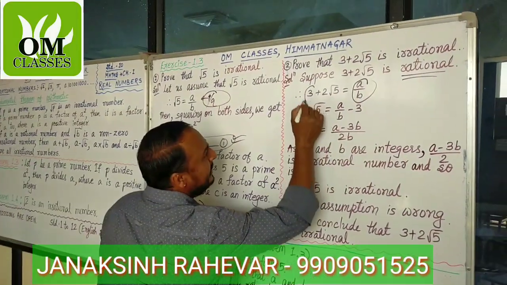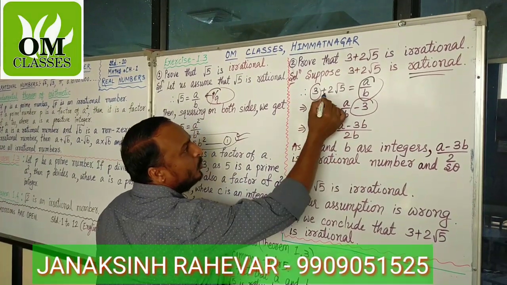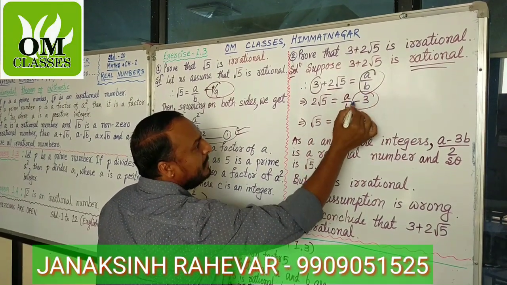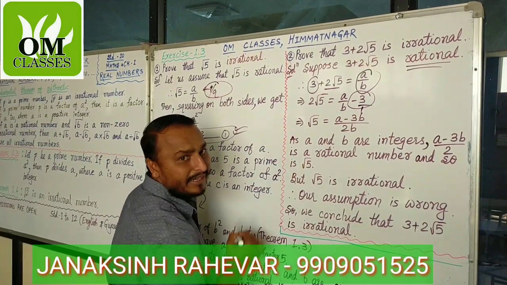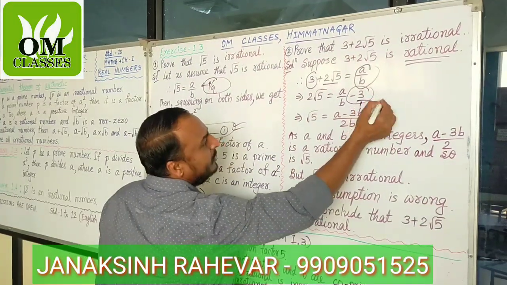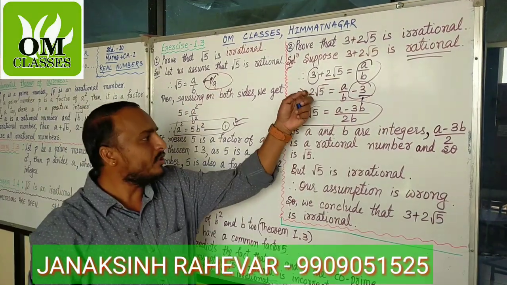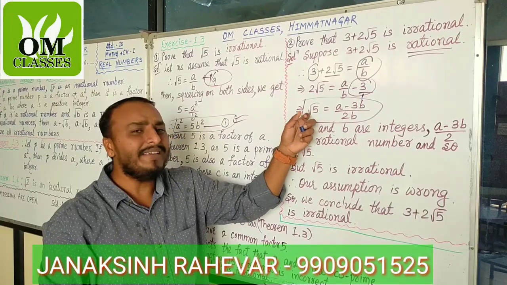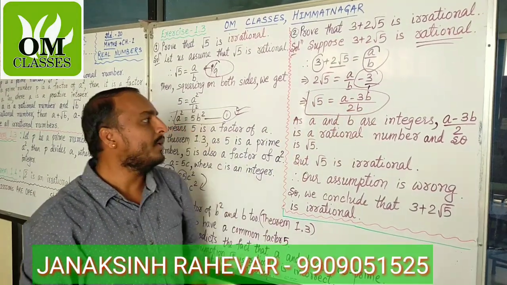Now this 3 will change its side, so it becomes minus 3. 2 root 5 is equal to a by b minus 3. Now there is nothing here, so we can write 1 and we will cross multiply. So from there we can find root 5. This 2 will come down. Root 5 is equal to a minus 3b upon 2b.